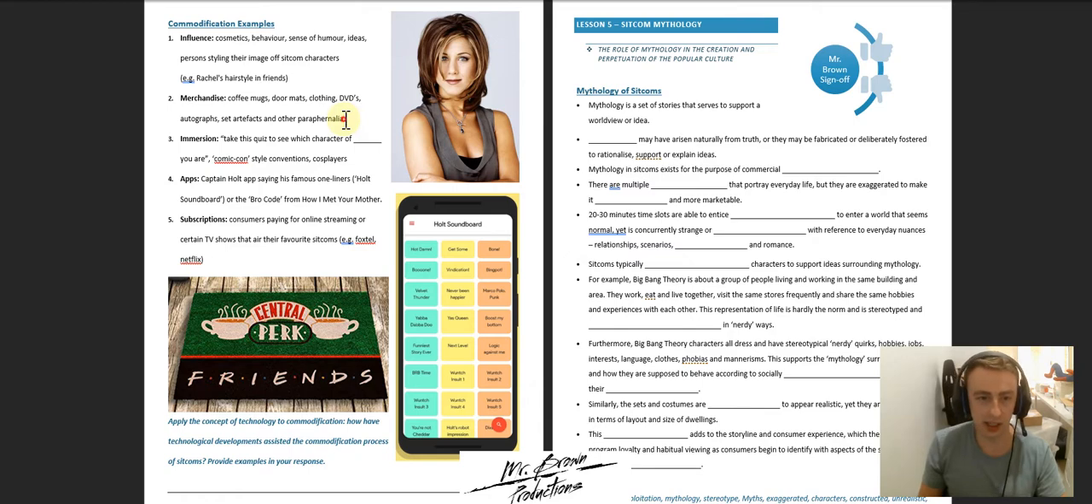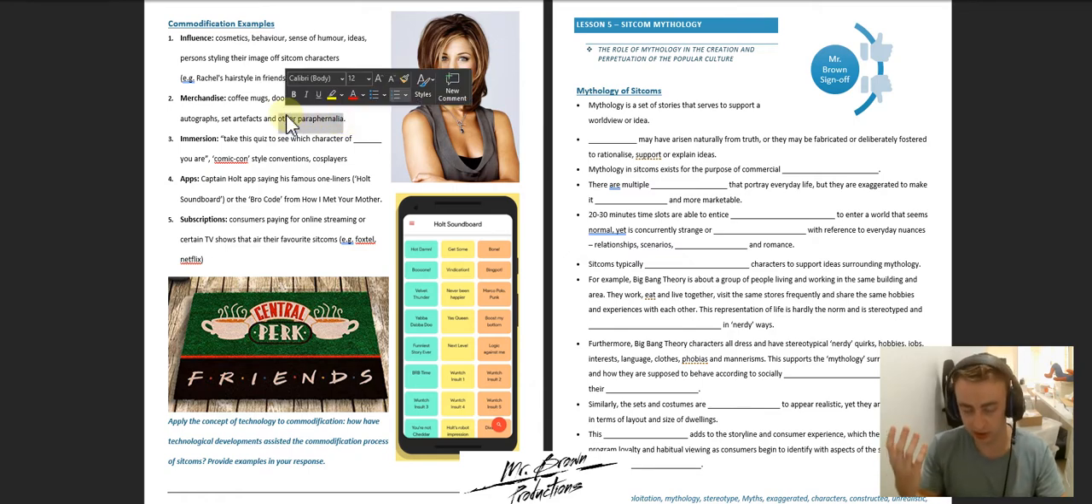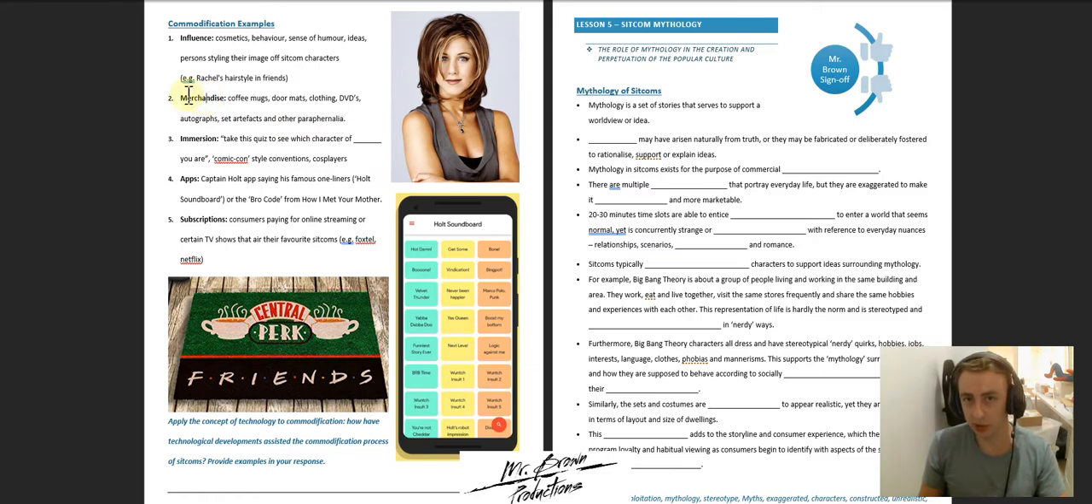Another example might be that a lot of people have an iPhone case that has a character from Brooklyn Nine-Nine they like, or something like that. So merchandise is another way to commodify. That's a real easy one because it's a commodity. It's a physical product that you can buy and engage with.